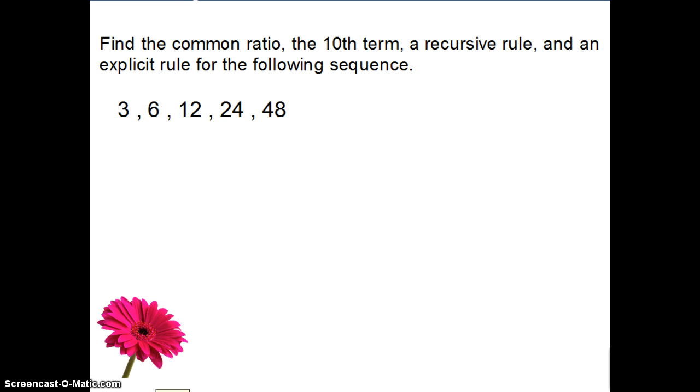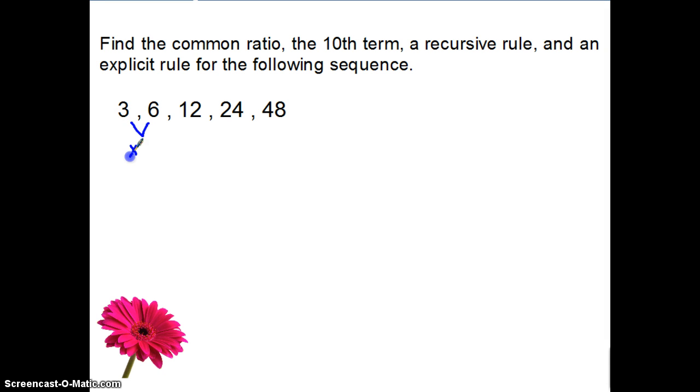So just a real quick example. This one says find the common ratio, the 10th term, a recursive rule, and an explicit rule for the following sequence. So we saw an example very similar to this in our arithmetic section, but now this one is going to be geometric. So let's see if we can figure out the pattern.